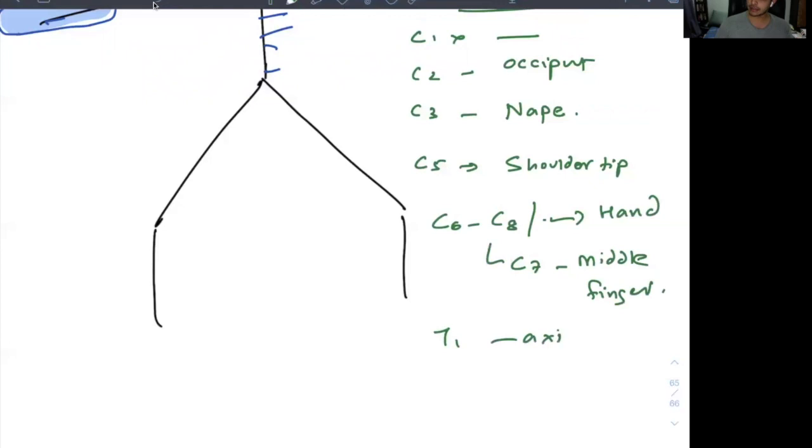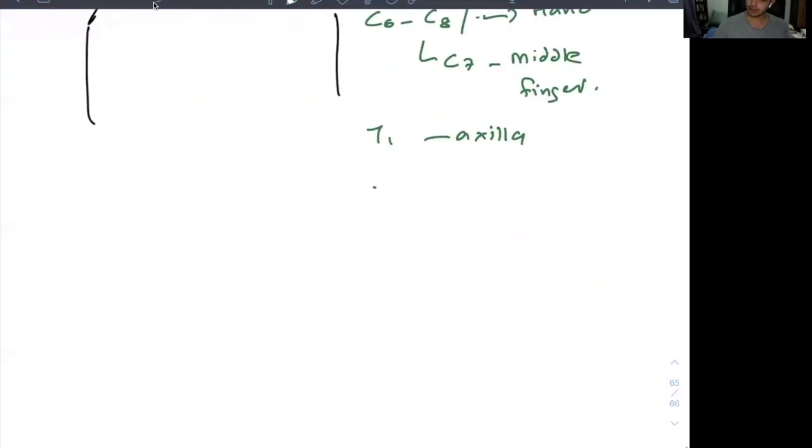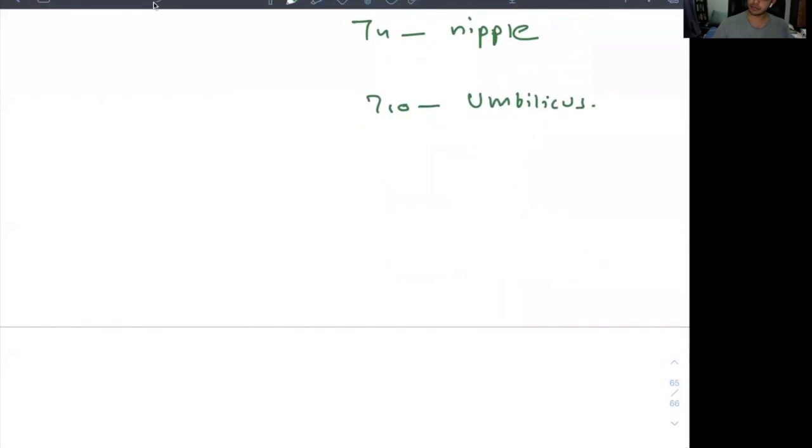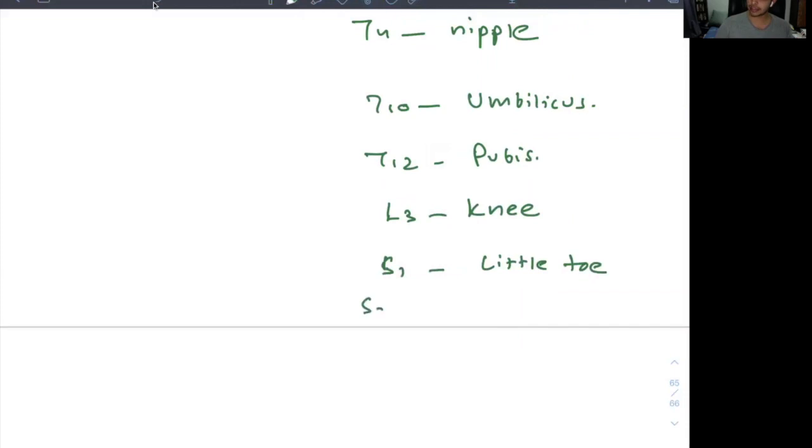T1 is your axilla. T4 is the nipple. T10 is umbilicus. T12 is pubis. L3 is your knee. S1 is your little toe. And S3 to S5 is your perianal area.